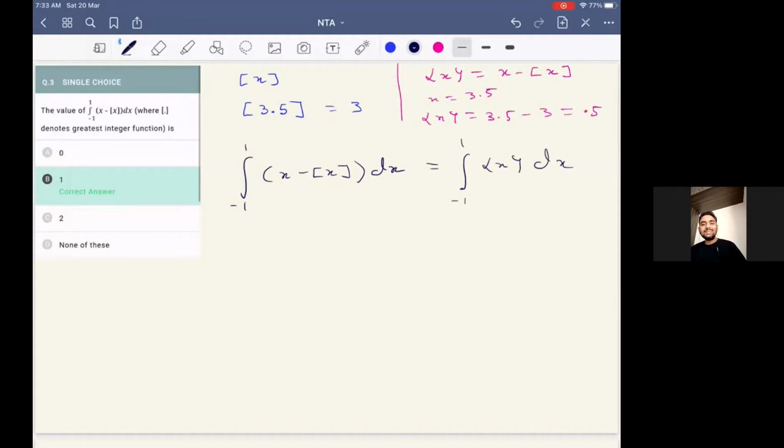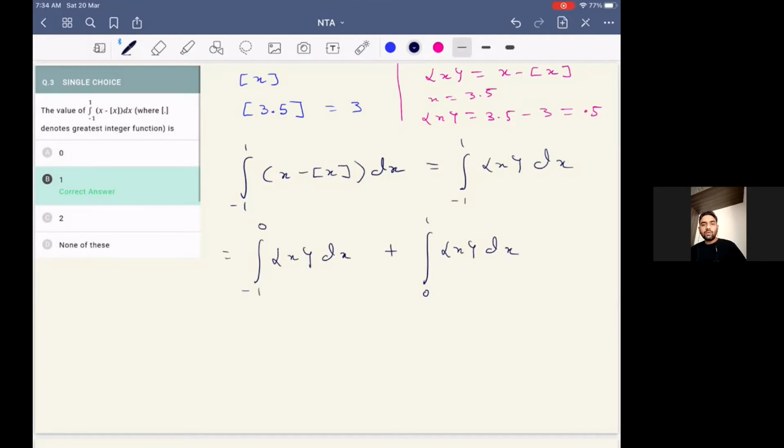Now it's very easy to define the fractional part between immediate integers, like minus 1 to 0 or 0 to 1, but we don't have a single definition directly between minus 1 to 1. So the better way to solve over here is we can break down the limits of the integral from minus 1 to 0, then 0 to 1. So we'll rewrite this entire integral as the integral from minus 1 to 0 of the fractional part of x dx plus the integral from 0 to 1 of the fractional part of x dx.